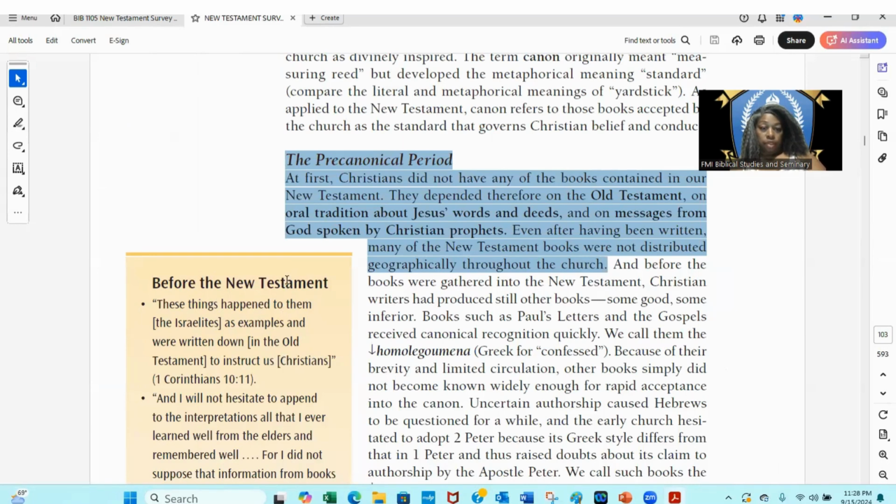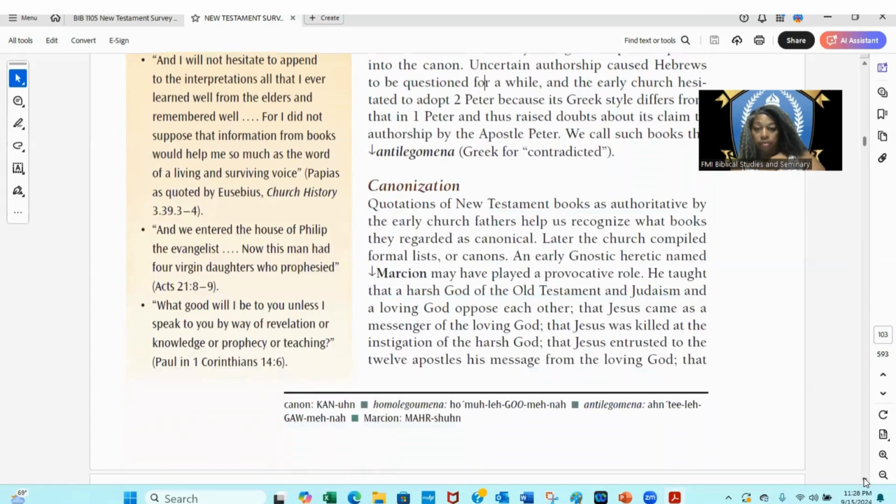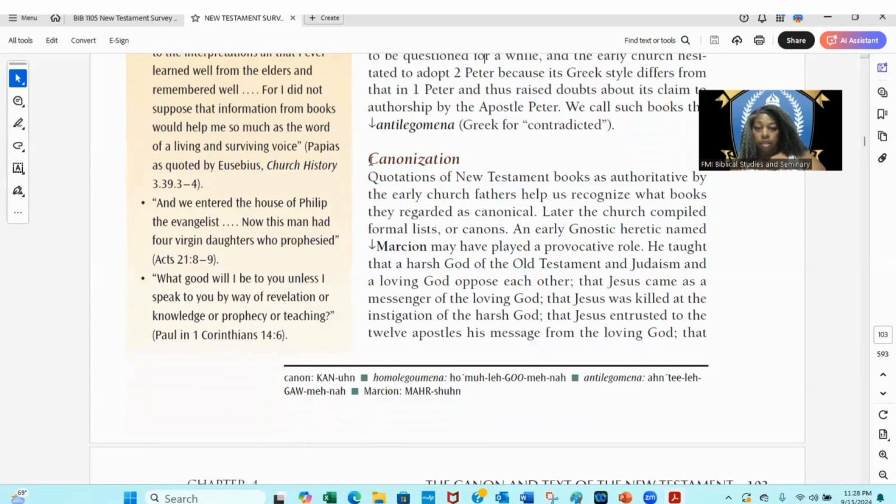I'm going to talk over here. Before the New Testament, these things happened to them. They were written down, the Old Testament, to instruct Christians. And we don't hesitate to append the interpretations. All righty, so that was enough there. See, we're not reading every single word, we're skipping some stuff. So canonization is probably our last part here that we're going to do.